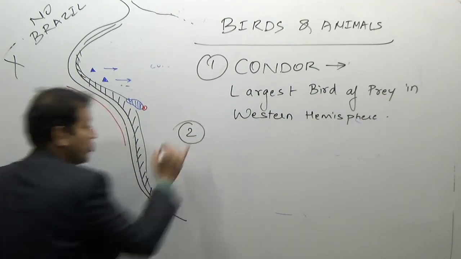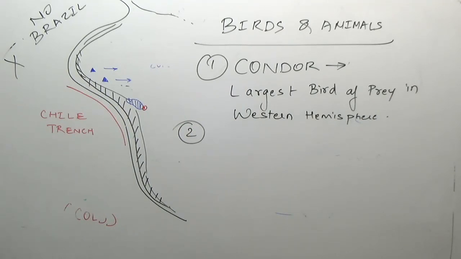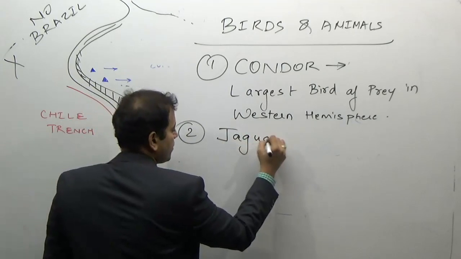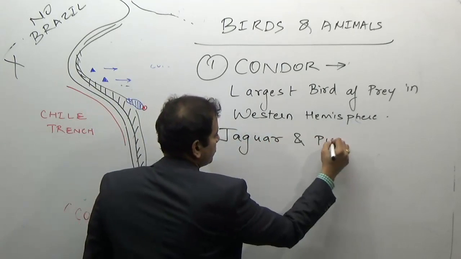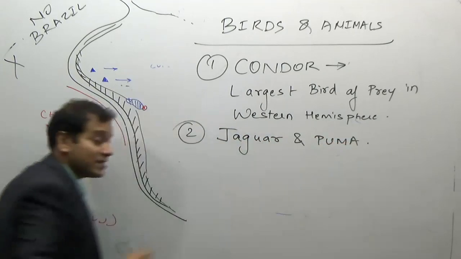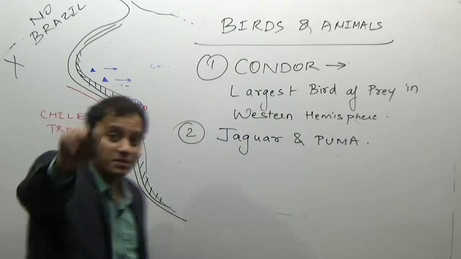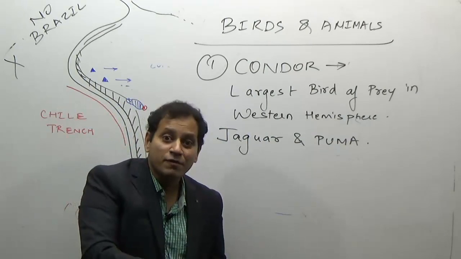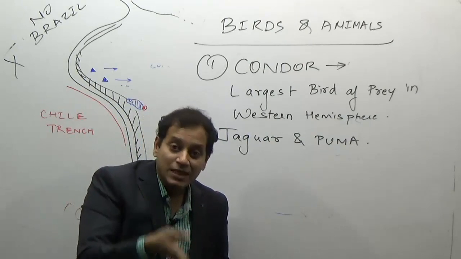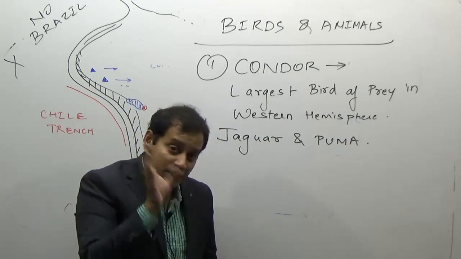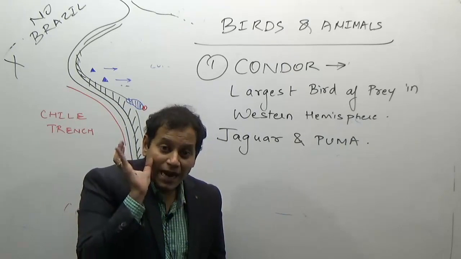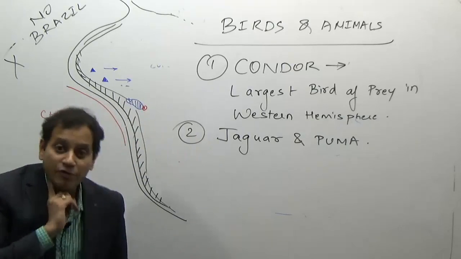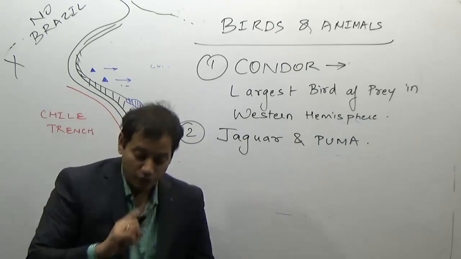Jaguar and puma. These are the cat family, jaguar and puma, found in South America. If the question comes, are they native of India? Just like once upon a time, some couple of years back, one of the questions was, is leopard found in India? So similarly, a question can come: puma and jaguar are native of which continent? So you remember jaguar and puma are of South America.